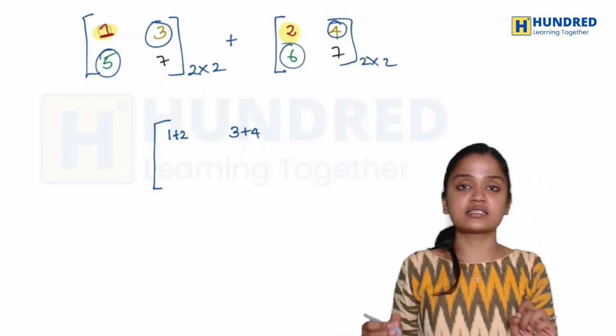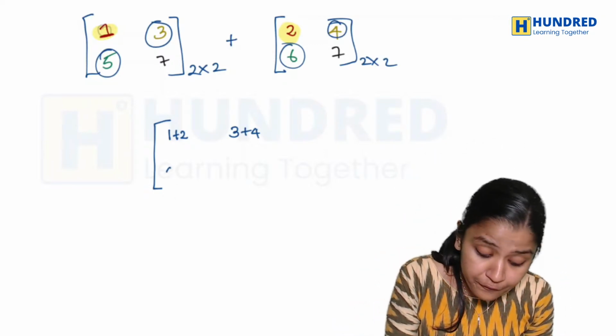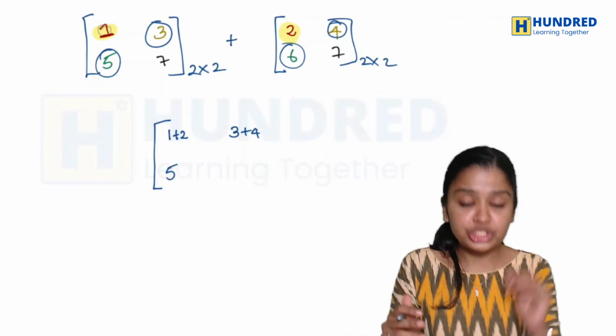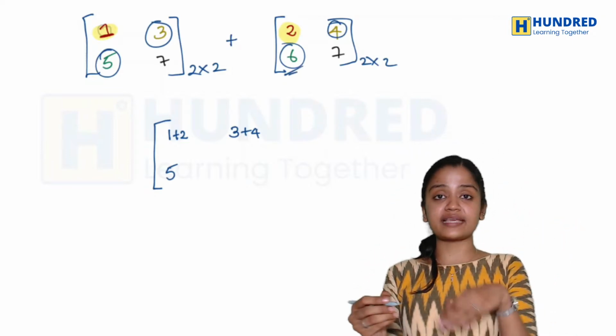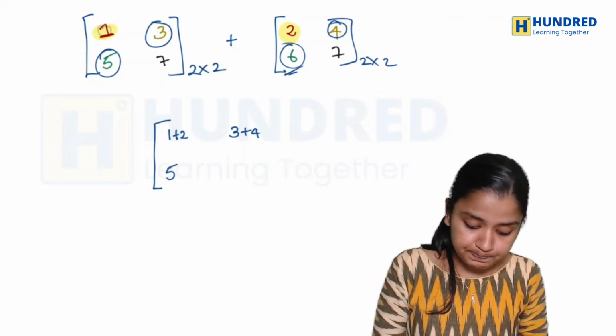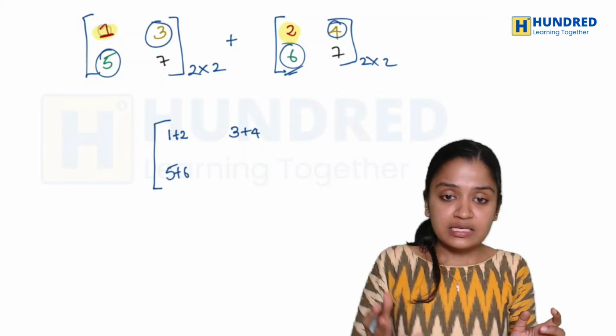5 and 6. So again in the second row and first column you have 5, and you have to add the corresponding element. So what is your second row and second column here? Here you'll be having what? Which number? 6. Okay, so that is what you will be having.